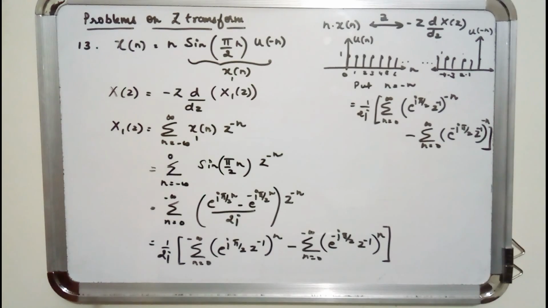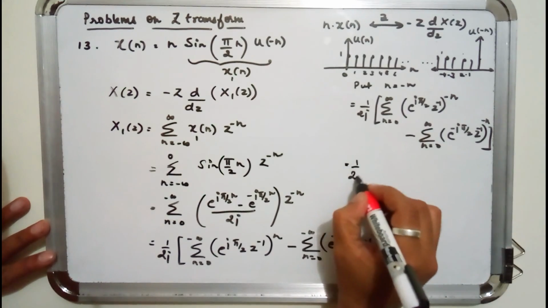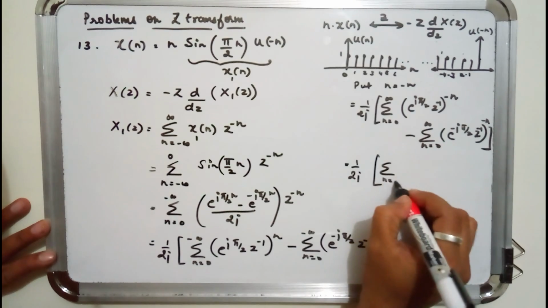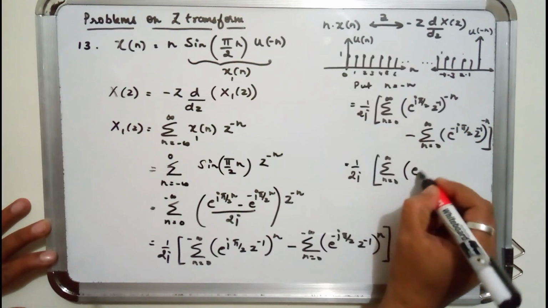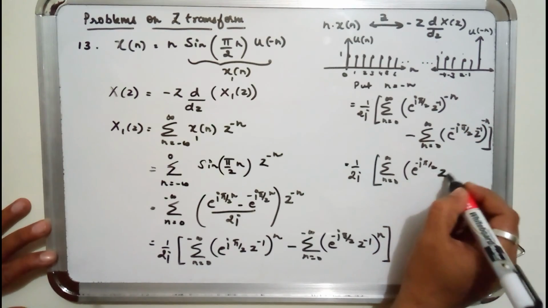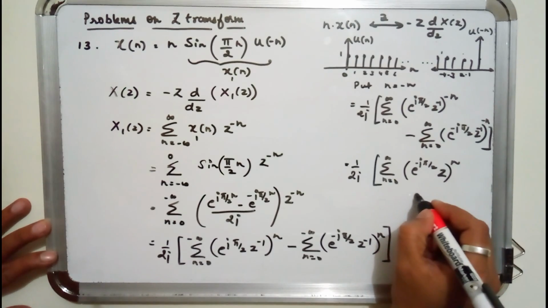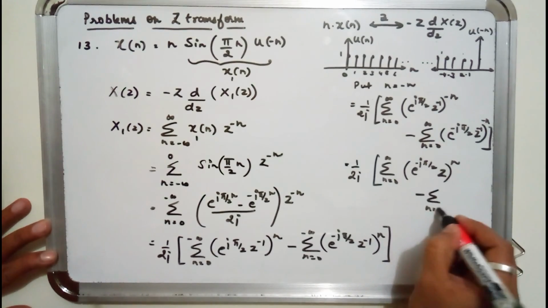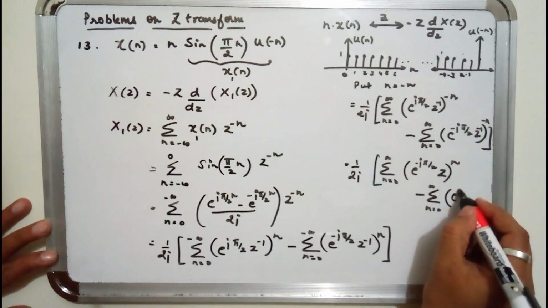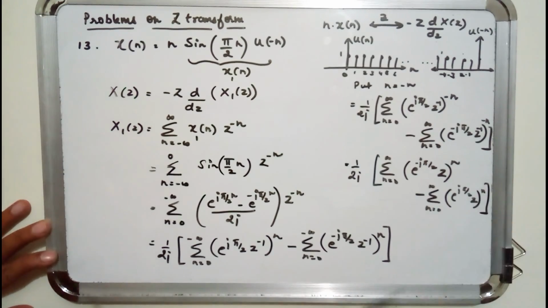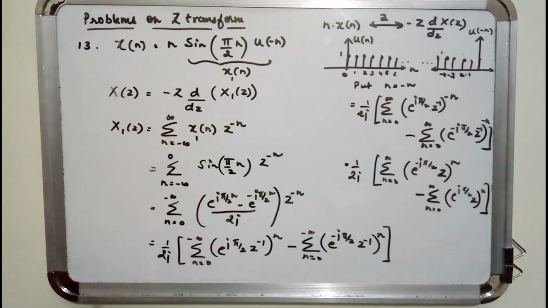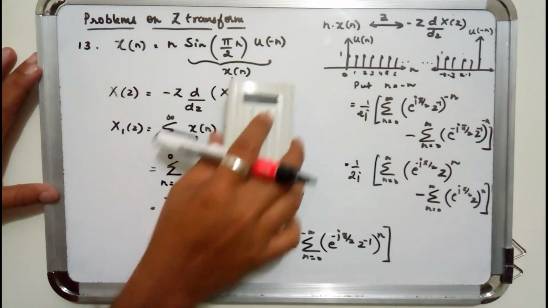Now rearranging the terms again, 1 by 2j summation n is equal to 0 to infinity. I'll take minus inside, so I'll be getting e power minus j pi by 2 z power n plus minus summation n is equal to 0 to infinity e power j pi by 2 z power n. What I just did is I took the minus sign inside. So this is the equation which I'll be getting. So I'll rub this off.